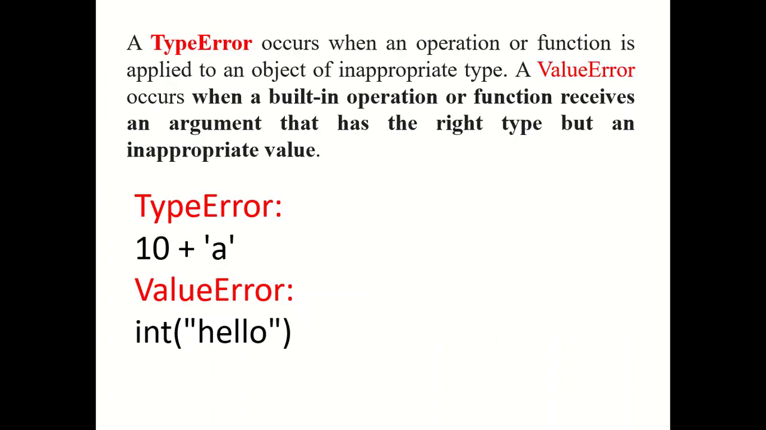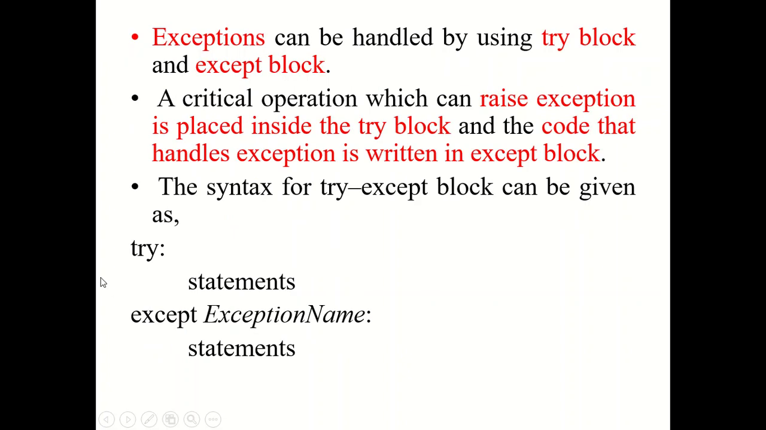As I already told, a type error is an operation or function applied to two or more mixed data types. Look at this type error: 10 is an integer, a is another data type. So with two mixed data types, it shows a type error. We can't add 10 plus a, but we can add 10 plus 10, or any same data type, integer plus integer. Here value error shows: we have mentioned int, but we have given int in the string. It shows a value error.